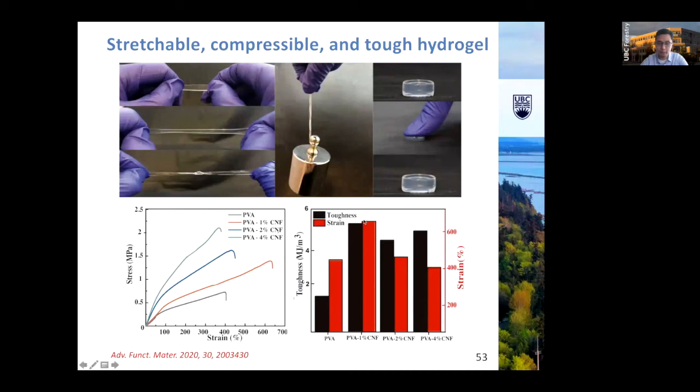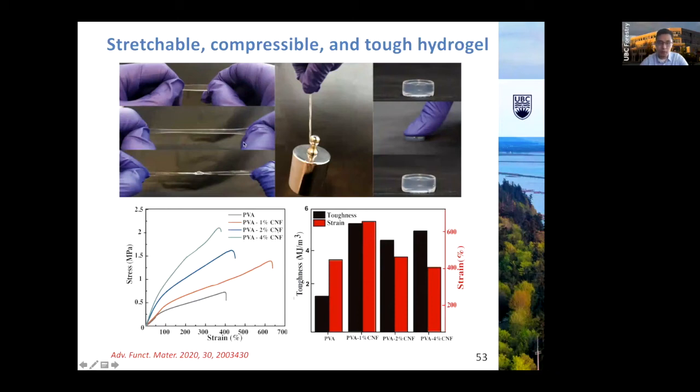So we look at the toughness, which is the area below the tensile stress-strain curve. The toughness reaches its highest value, so we can improve the toughness. It starts to decrease a little bit at 2% and 4%, but it's still much higher, more than 2 or 3 times that of the original PVA.